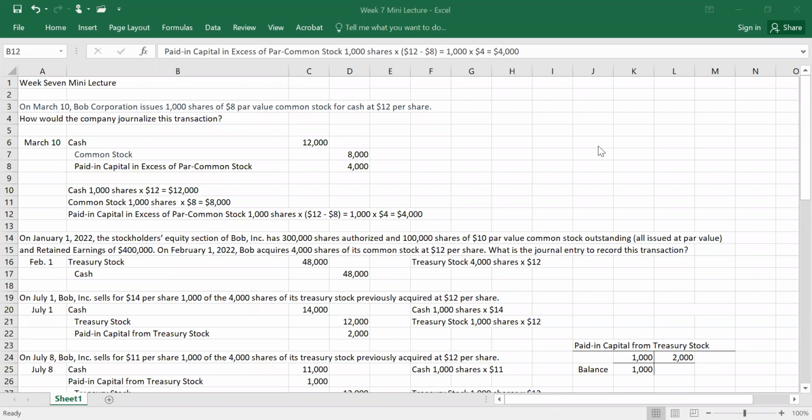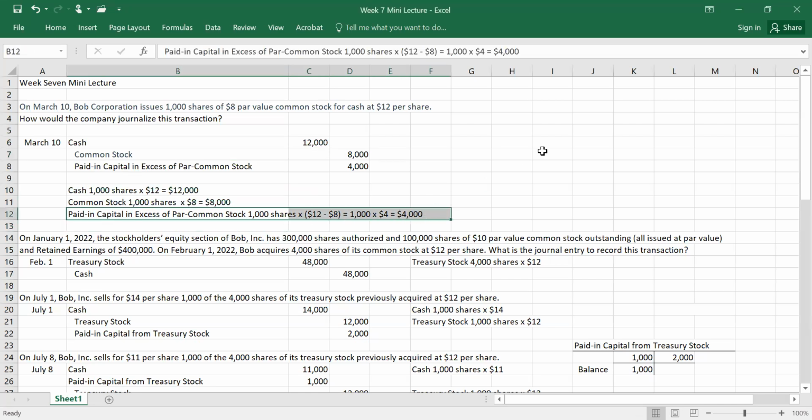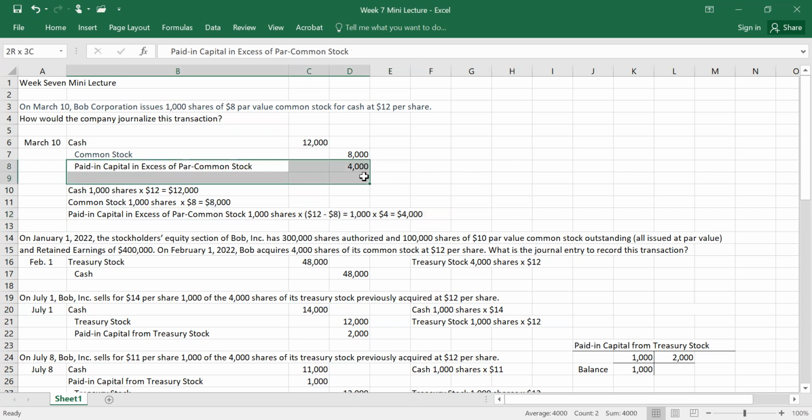But the first example is on March 10th, Bob issues 1,000 shares of $8 par value common stock for $12 per share. How would the company journalize this transaction? So the cash is going to be the 1,000 shares at $12 per share, which is 12,000. We'll debit cash for the 12,000. Common stock is 1,000 shares at $8 per share, the par value, which is 8,000. We'll credit common stock for 8,000, and the paid in capital in excess of par common stock is the 1,000 shares times the $12 per share that it was sold for minus the $8 par value, which is $4. So we're going to go ahead and credit paid in capital in excess of par common stock for the 4,000.